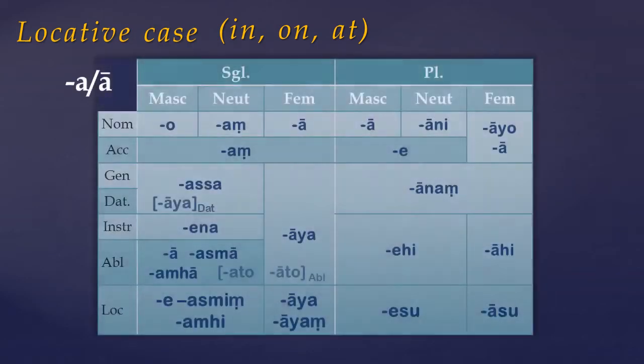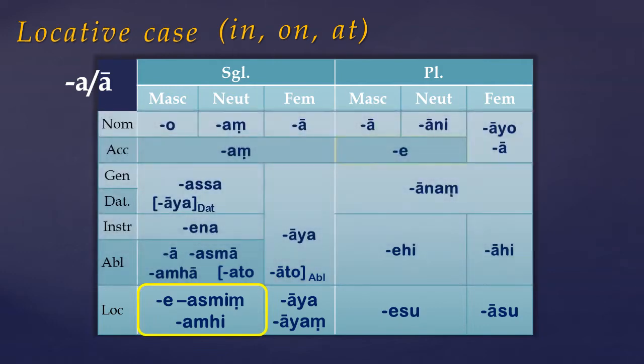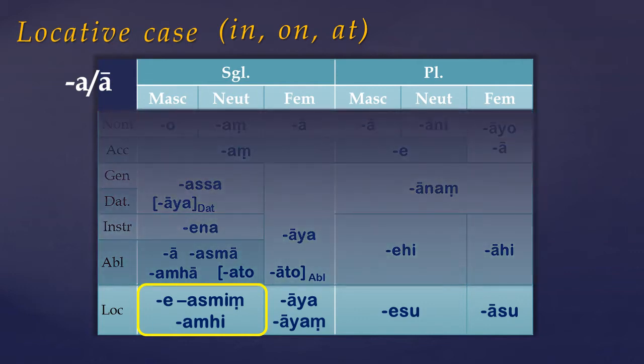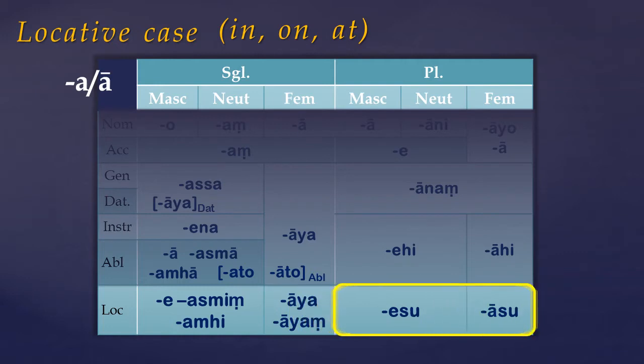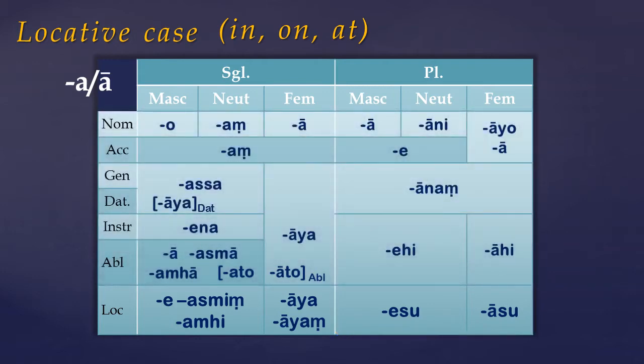So, an a-stem noun in Pali, in the masculine and neuter, takes the inflection e, and this is the same as the accusative plural. So the locative noun and the accusative plural actually look the same. And there are a couple of alternatives, asmiṃ and amhi in the singular. Feminine stems ending in a long ā have that āya ending, and also āyaṃ in the singular. And in the plural we have esu and āsu, respectively. This is now a complete declension table for a-stem nouns.